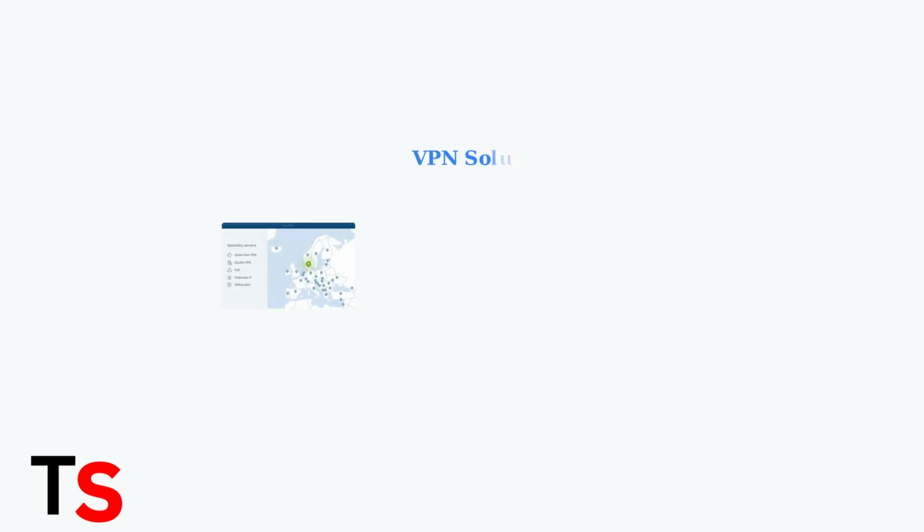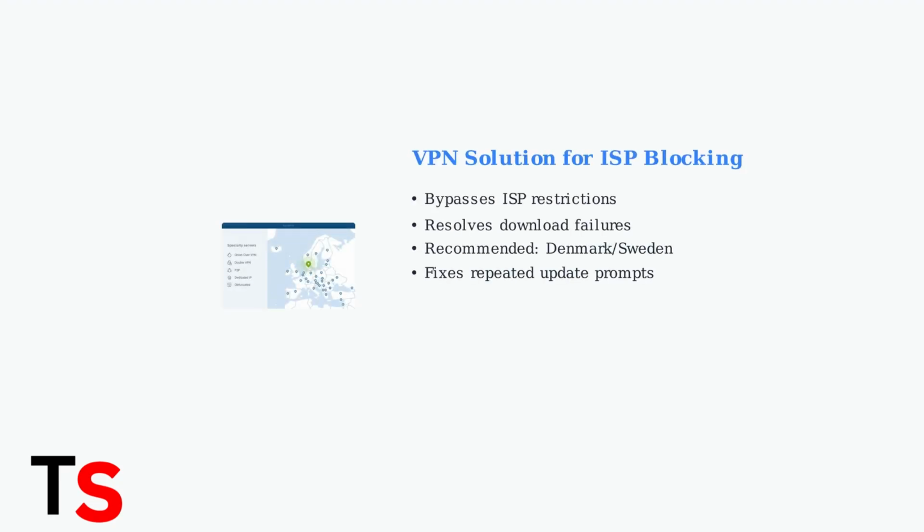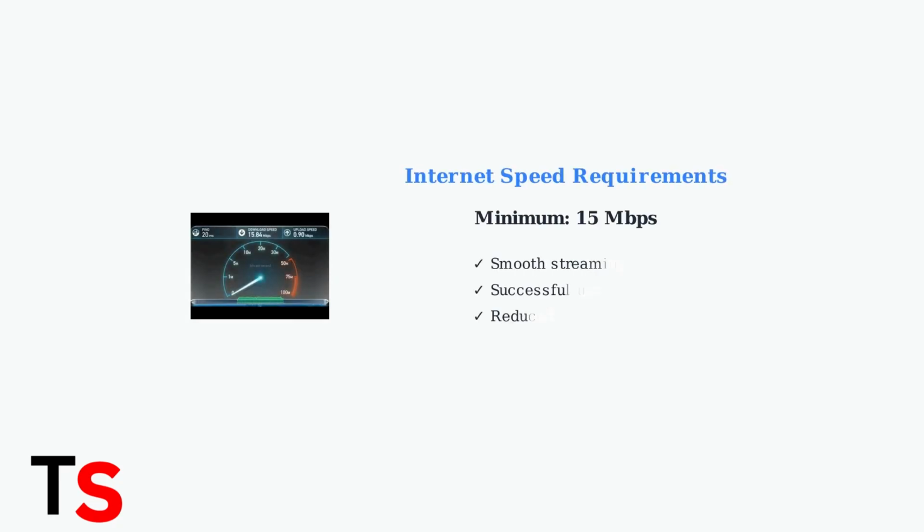If you encounter issues like repeated update prompts or download failures, these problems are often caused by ISP blocking. Using a VPN with servers in Denmark or Sweden can help bypass these restrictions and resolve connectivity issues. For optimal streaming performance, ensure you have a stable internet connection of at least 15 megabits per second. This speed is essential for smooth playback and successful app updates.